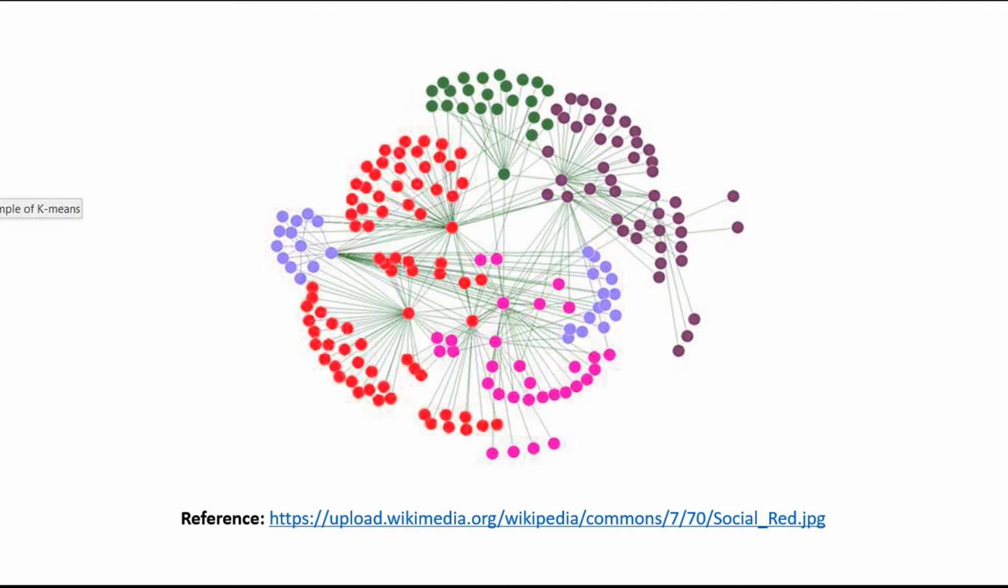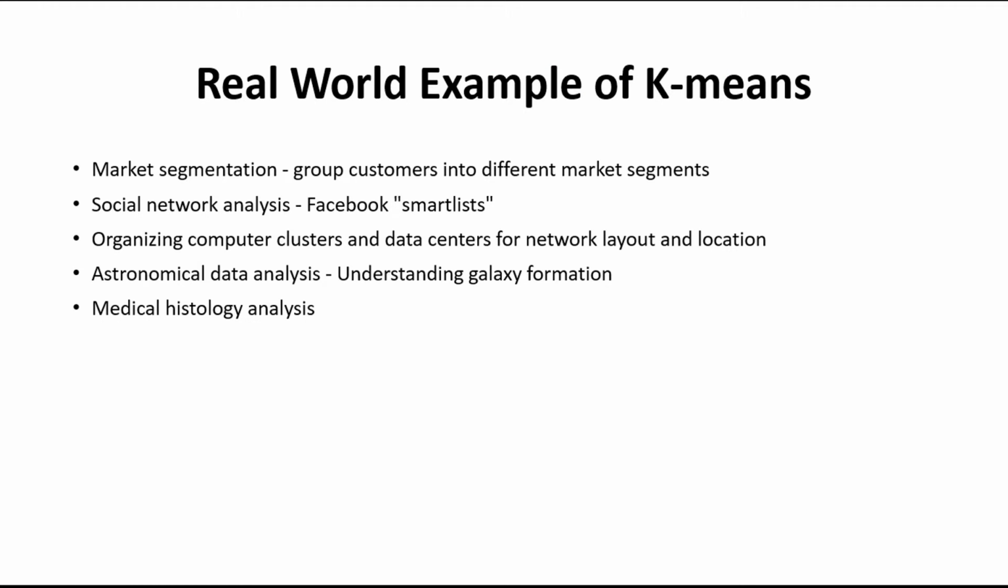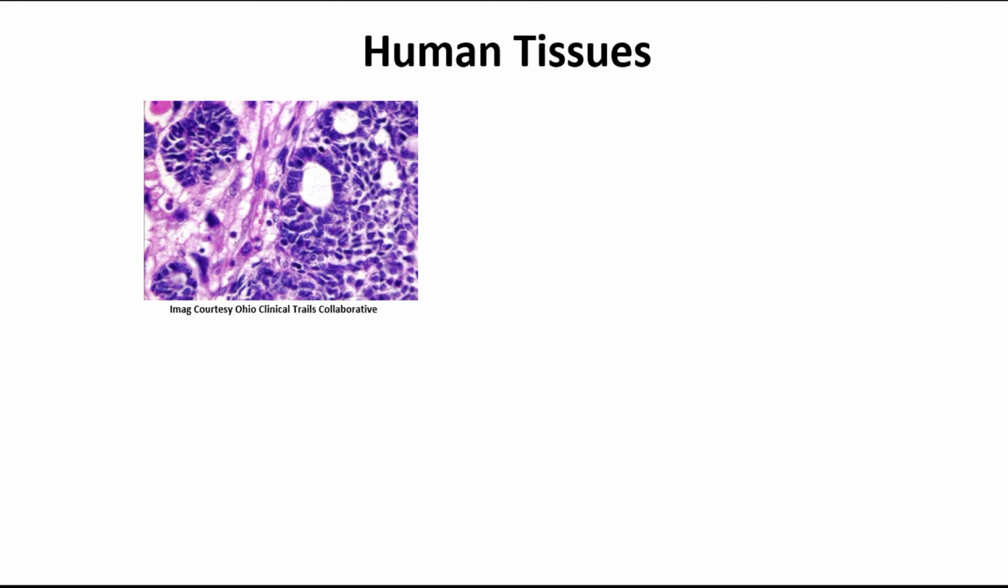Application areas for the K-means algorithm are many: customer market segmentation, analysis of social networks, placement of computer clusters and data centers, analysis of astronomical data, or medicine, such as medical histology analysis. Which is the topic for the next couple of examples.